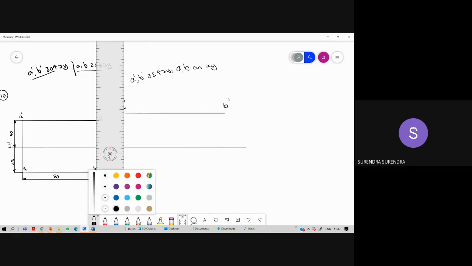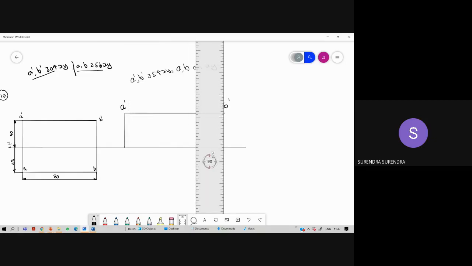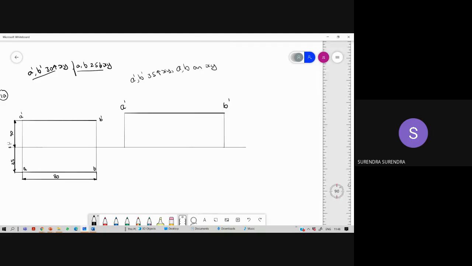I will leave the third problem to you; try the third problem yourselves. Okay. So draw the projections from A and B, as the line is on the vertical plane. So these are the points A and B.